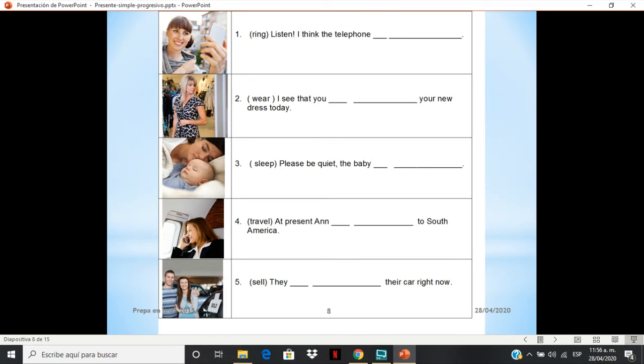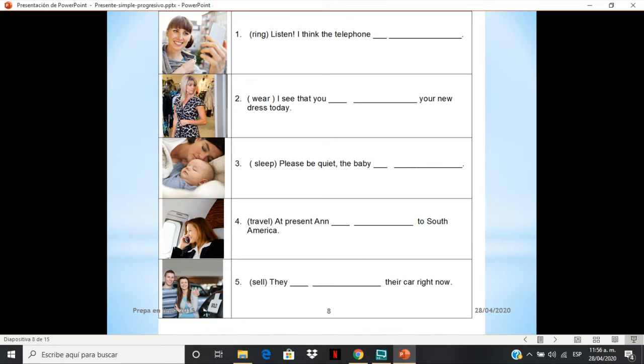Okay, in the next picture there is a couple and there is a car. Yes, and it has a note. A note. It says sold. What do you think they did? Right? It's their car right now.